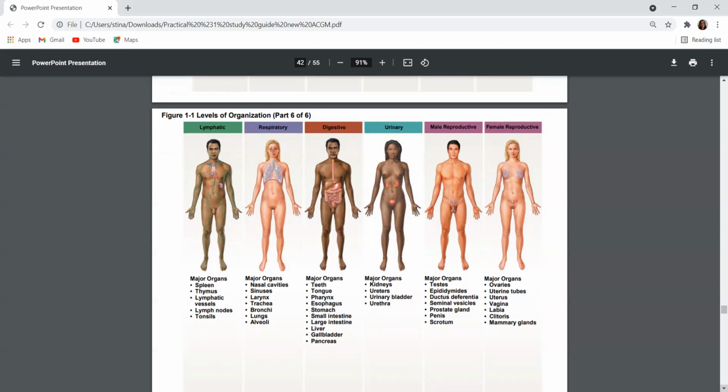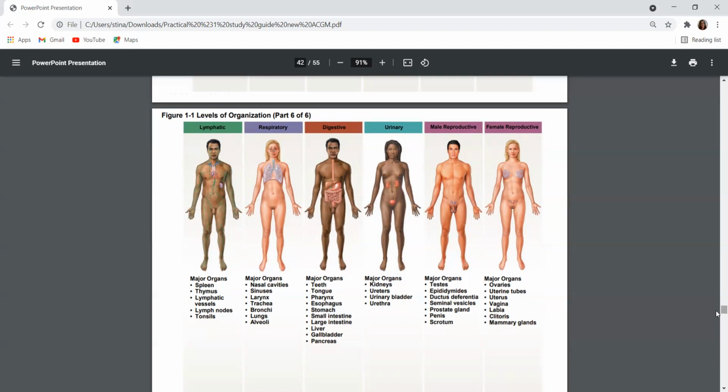Then your urinary system is comprised of your kidneys, your ureters, which are tubes that lead out of the kidneys, your urinary bladder, and your urethra, which is a tube that leads out of the bladder. Your male reproductive system is comprised of testes, your epididymis, your ductus deferens, seminal vesicles, prostate gland, penis, and scrotum. Then you have your female reproductive system, which is comprised of the ovaries, the uterine tubes, the uterus, the vagina, the labia, the clitoris, and the mammary glands.